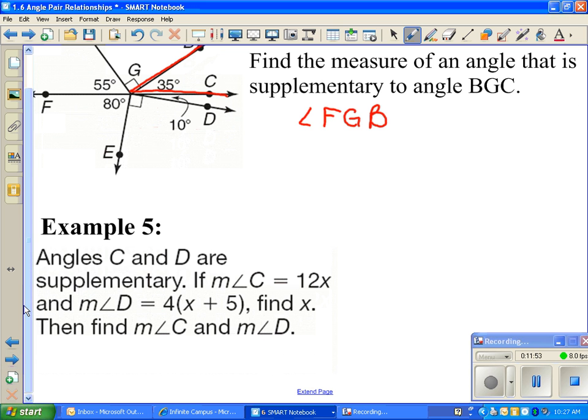All right, you ready for a hard one? There's no pictures. Okay, here's your deal. Angles C and D are supplementary. What's supplementary mean? They add together to equal 180. If the measure of angle C is 12x and the measure of angle D is 4 times the quantity x plus 5, then find the measure of angle C and the measure of angle D.